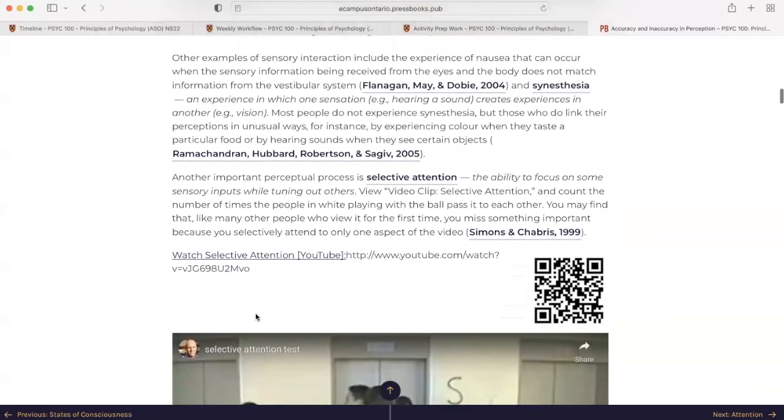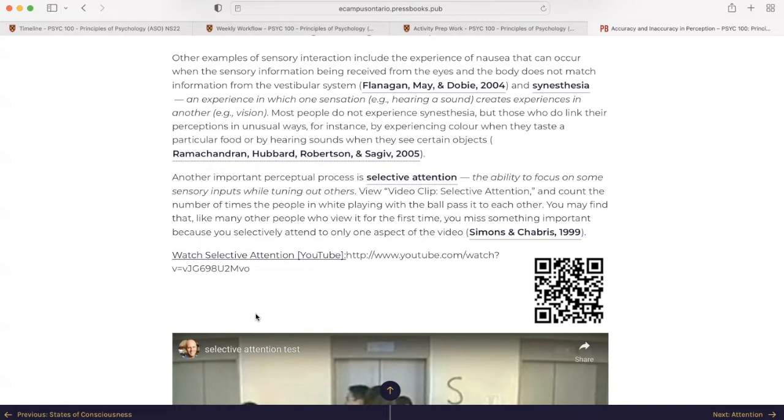seeing. Other examples of sensory interaction include the experience of nausea that can occur when the sensory information being received from the eyes and the body does not match information from the vestibular system, and synesthesia, an experience in which one sensation, hearing a sound, creates experiences in another, vision. Most people do not experience synesthesia, but those who do link their perceptions in unusual ways. For instance, by experiencing color when they taste a particular food, or by hearing sounds when they see certain objects.